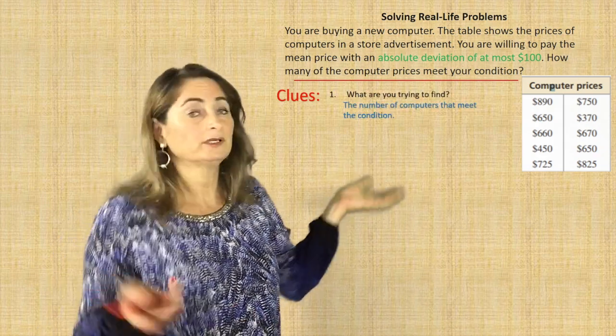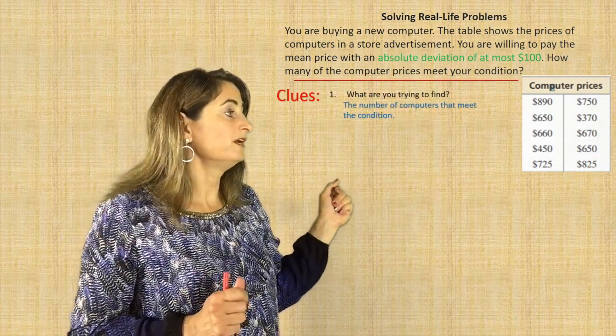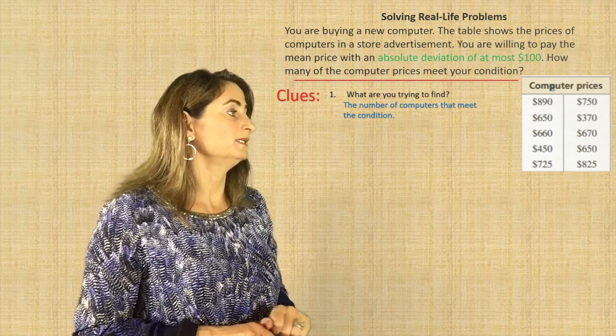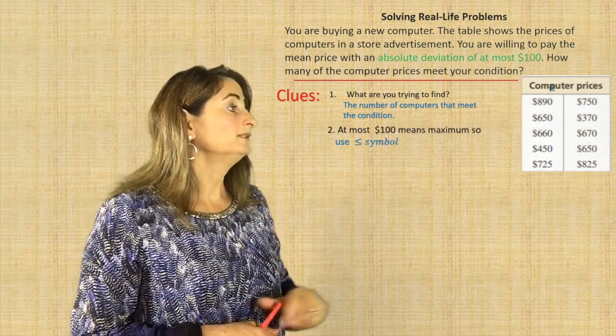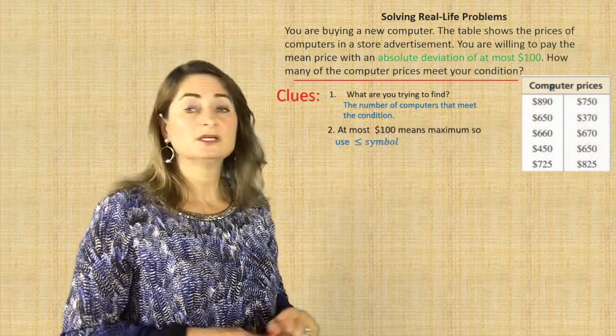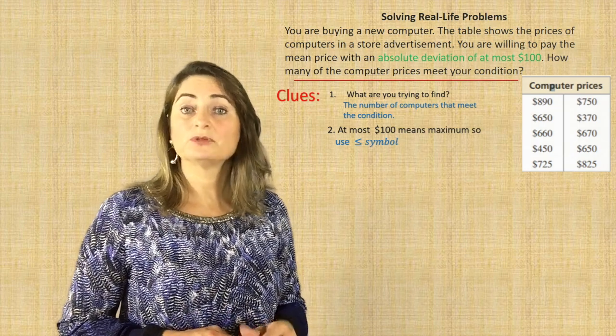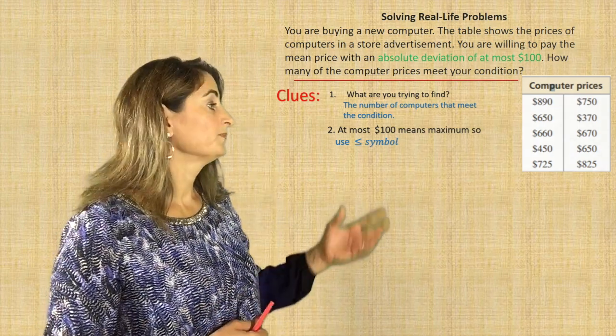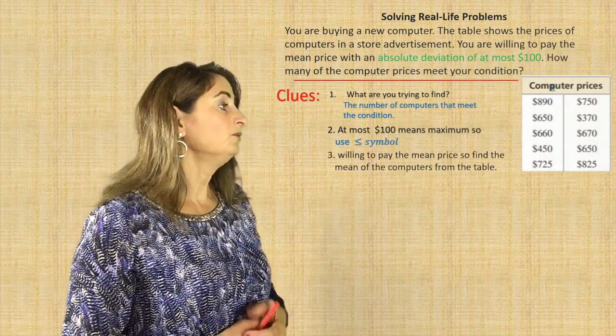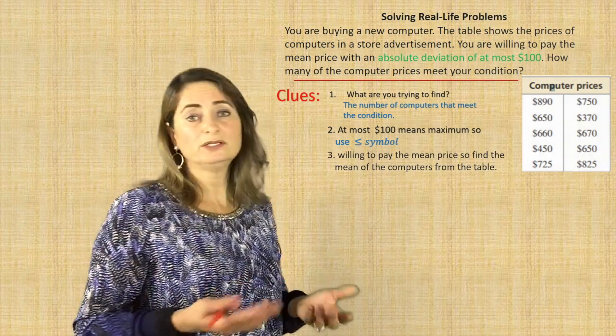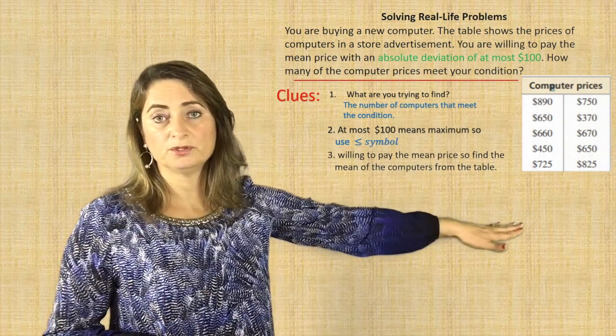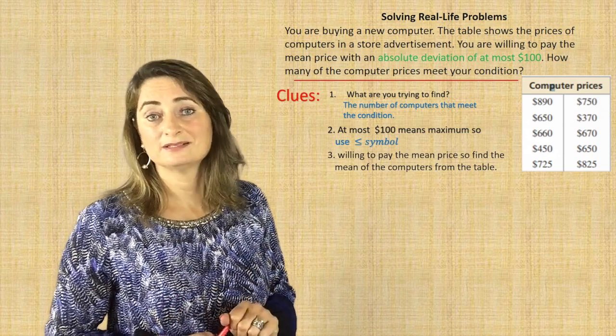Clue number 1, what are you trying to find? What I'm trying to find is the number of computers that meet the condition. Clue number 2, at most $100 means maximum, so use less than or equal to in your inequality. Clue number 3, willing to pay the mean price. So I need to find the mean of all these computers. And remember, the mean is the same as the average.